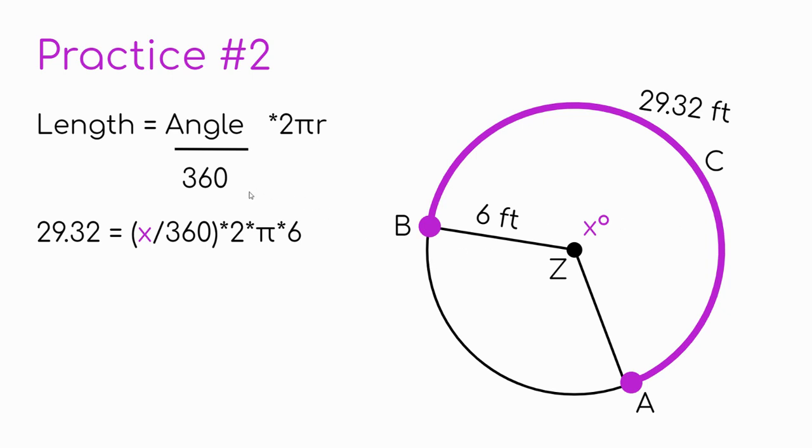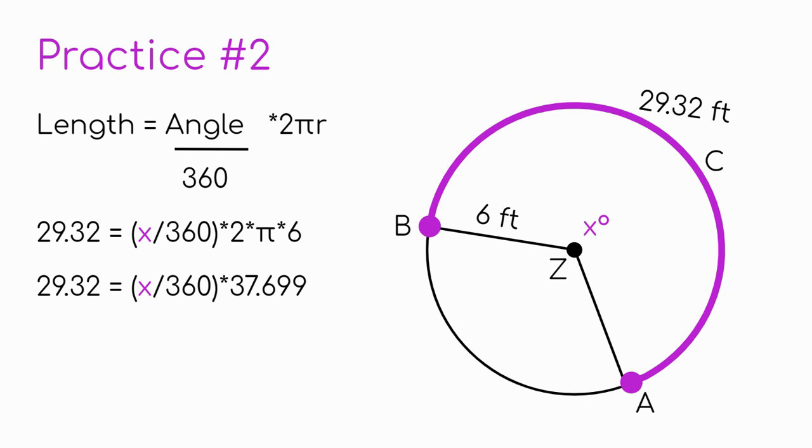And I'm going to combine everything outside the parentheses. 2 times pi times 6. I got 37.6991118. And so I kept 3 decimals. Remember, keep as many as you can. Then I'm going to get rid of this. Right now I'm multiplying by 37.699. To get rid of that, I'm going to divide both sides by 37.699.